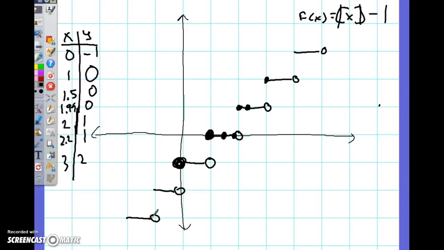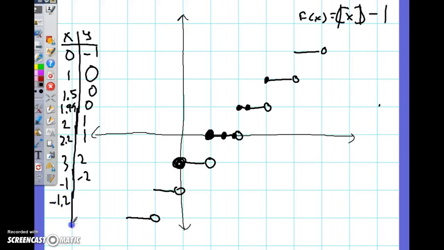Can't I plug in negative 1 as an x? You could plug in negative 1. What do you get? Negative 1 gives me negative 1, minus 1 is negative 2. What's the greatest integer for negative 1? That is not an absolute value. It's greatest integer. What's the largest integer not above it? The thing that's tricky is what happens when you do negative 1.2.